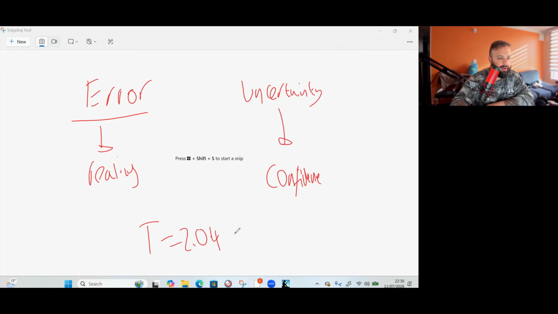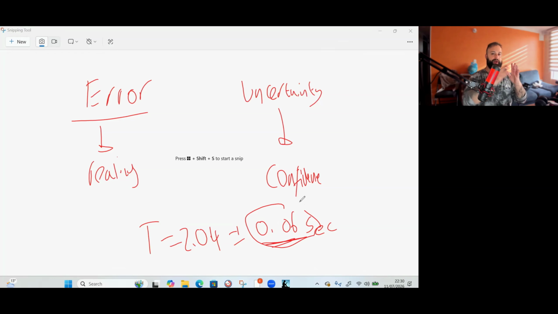2.04 seconds, plus or minus 0.06 seconds. So this is our uncertainty. It could be plus 0.06 or minus 0.06. But let's say the true value, the accepted value, is 2 seconds. So what we have to do is take the measured value, 2.04, minus the true value, 2, and we know we're 0.04 seconds off.